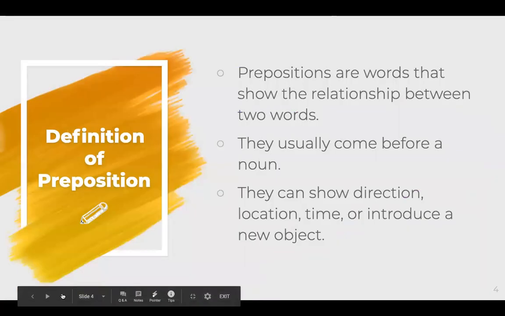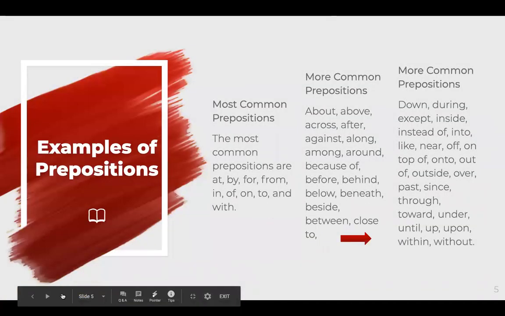Prepositions are words that show a relationship between two words. They usually come before a noun, and they can show direction, location, time, or introduce a new object. Some examples of the most common prepositions are at, by, for, from, in, of, on, to, and with. Here's a list of some other common prepositions that we use every day.